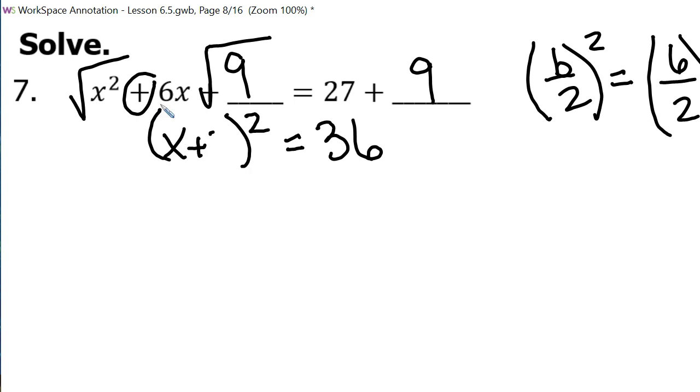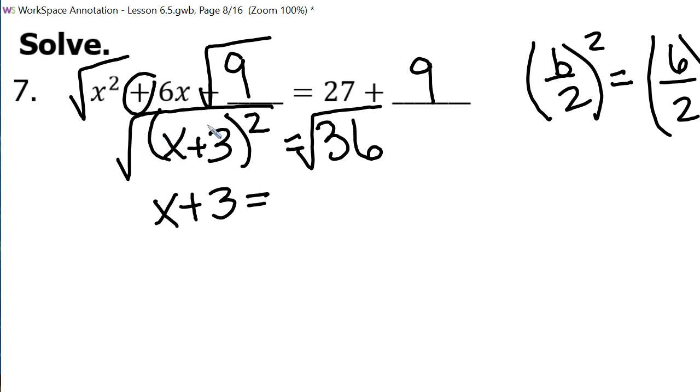Solving for x, what is the opposite of squaring? Square rooting. So we need to square root the left side, square root the right side. X plus 3. And what happens when you square root the square? They cancel out. So bring down your x plus 3. And what is the square root of 36? 6. Plus or minus 6.